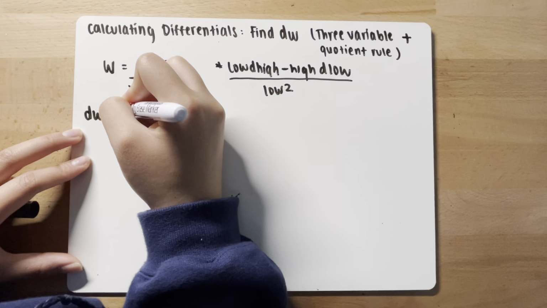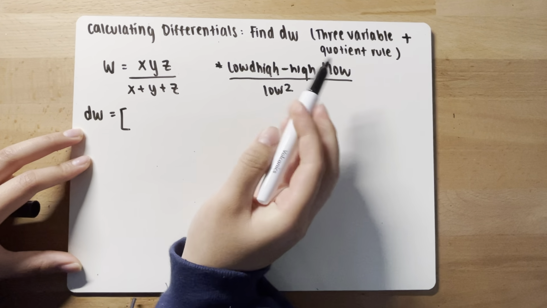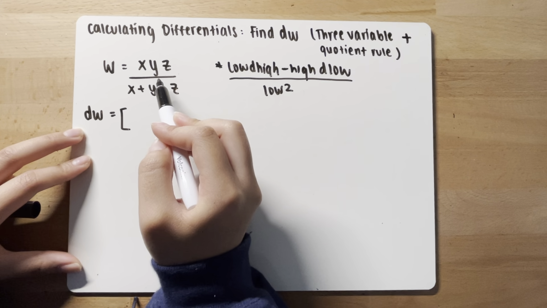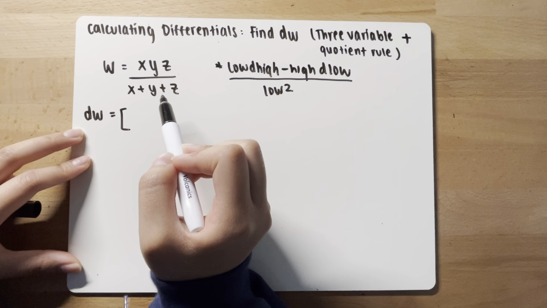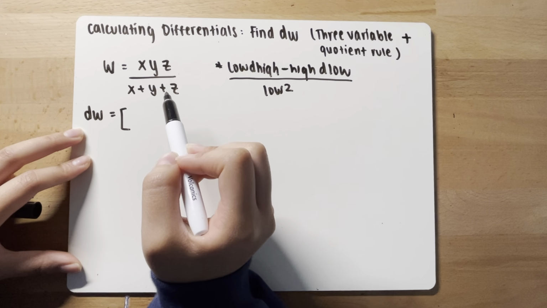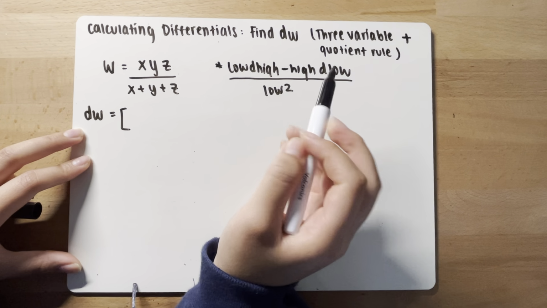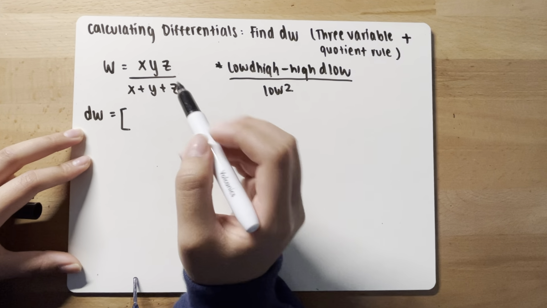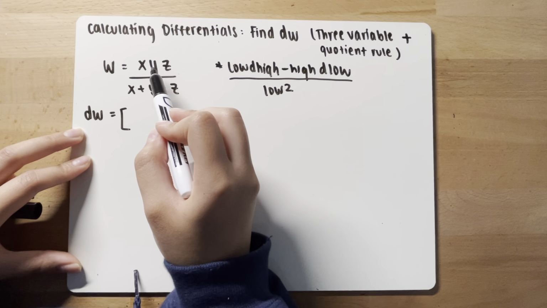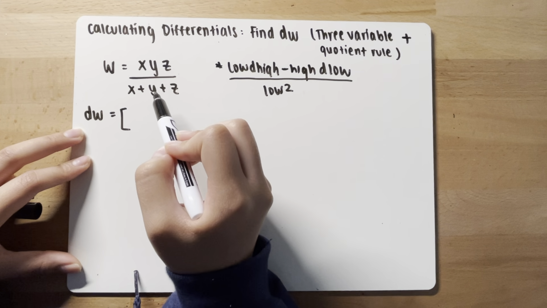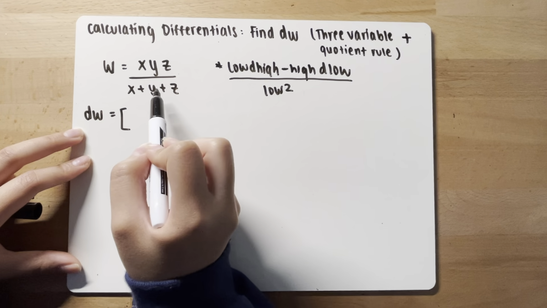dw equals the derivative of this function in terms of x. When you're deriving a fraction, you're going to use the quotient rule. The quotient rule states that it's low d high minus high d low over low squared. So you keep the bottom value times the derivative of the top, minus the top times the derivative of the bottom, over the bottom value squared.